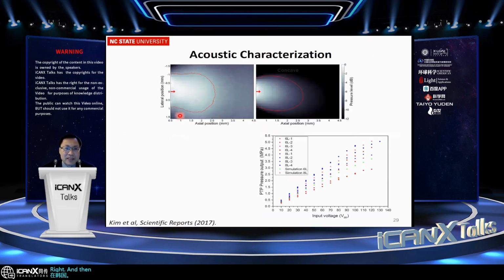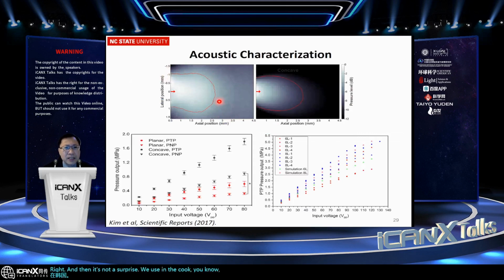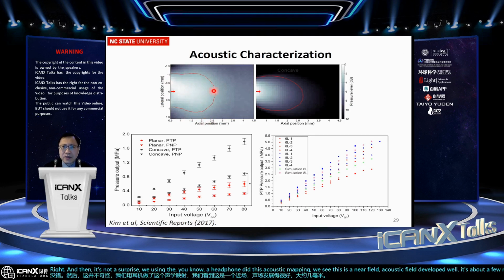Right, and then it's not a surprise we used a hydrophone to do this acoustic mapping. We see this is a near field acoustic field developed well. It's about a few millimeters. This is good enough because we bring the catheter next to the blood clot, right? So a few millimeters, 1 to 2 millimeters, that's good enough.